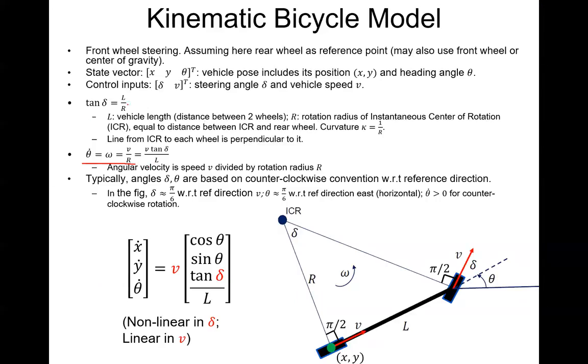And then you plug in the relationship here because this r is a derived quantity. And it's changing all the time as you're turning in different directions. So you plug in r from this relation, you get this relation. So this relates the angular velocity to the vehicle speed v, steering angle delta, and vehicle length L.